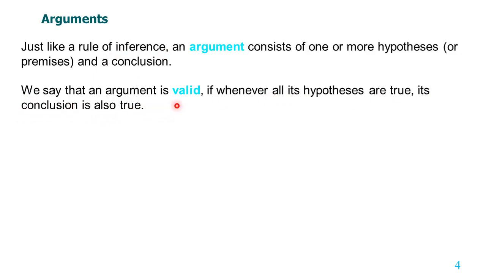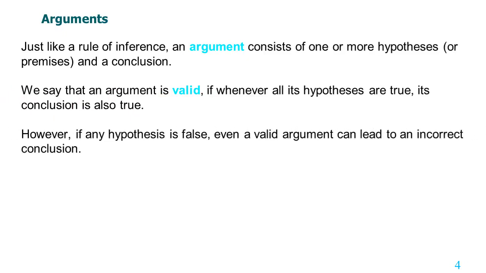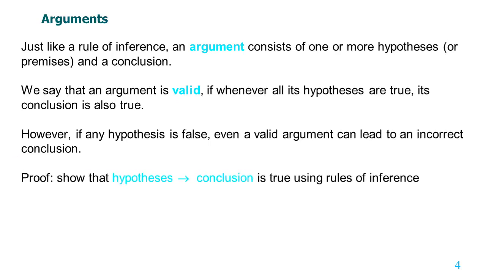We say that an argument is valid if whenever all its hypotheses are true, its conclusion is also true. However, if any hypothesis is false, even a valid argument can lead to an incorrect conclusion. Proof shows that the hypothesis implies the conclusion is true. This is the method of proofs using the rules of inference.